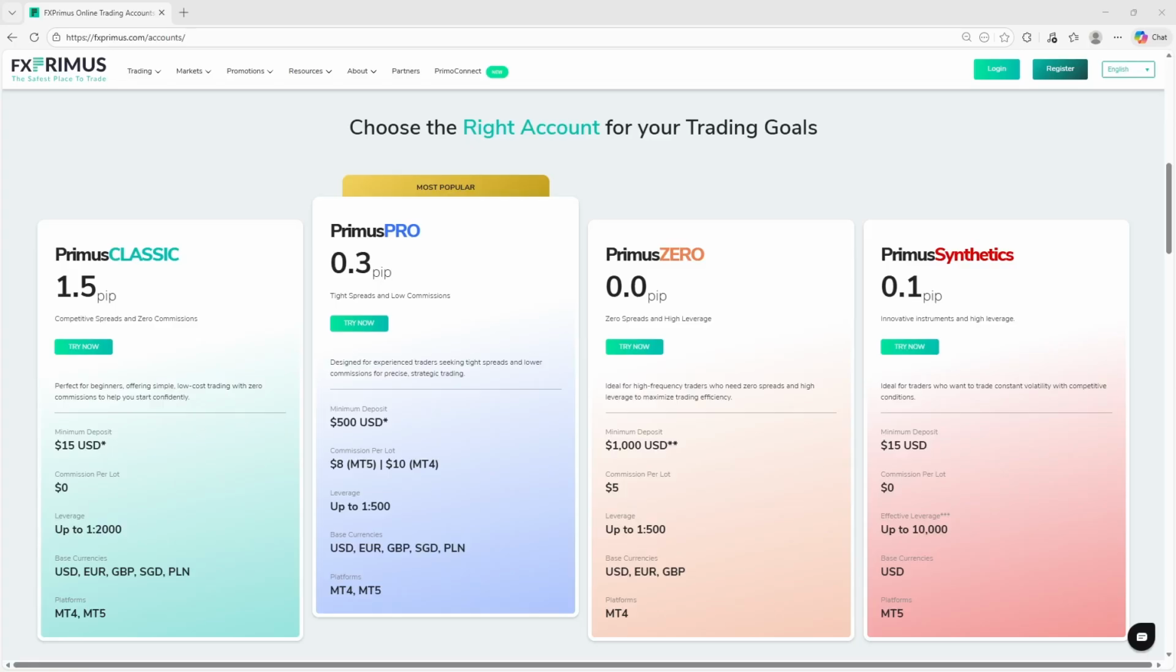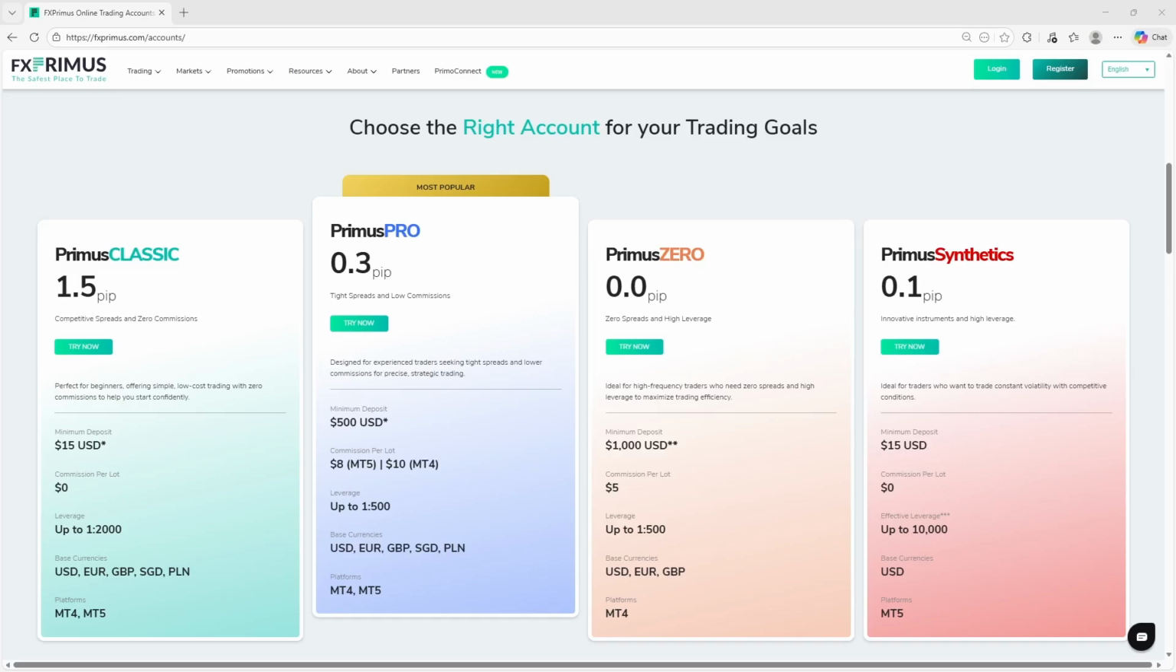or swing trading. The Zero account pushes spreads down to zero on major instruments, but offsets that with a per-lot commission, making it more suitable for scalpers or high-frequency traders who prioritize spread compression over simplicity.